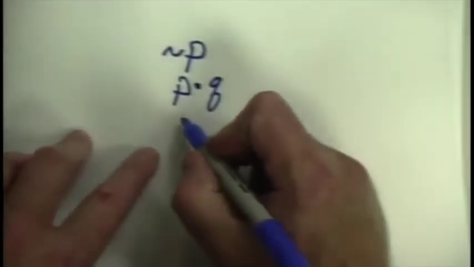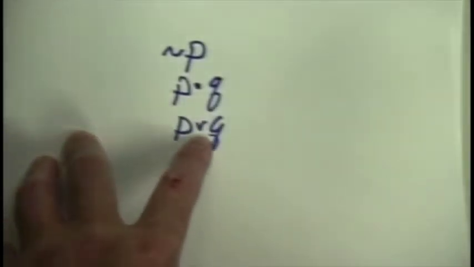The next kind is a disjunction. Any two statements can be conjoined with "or," and the result is what's called a disjunction. In order for a disjunction to be true, at least one of the two components has to be true.